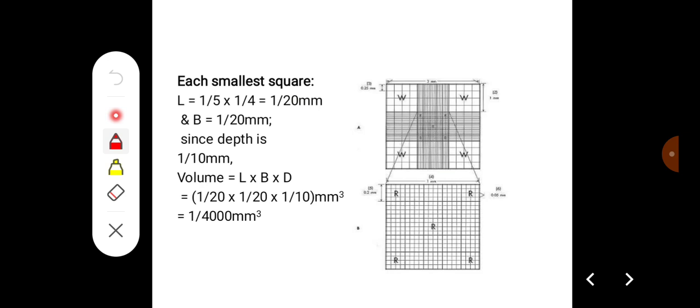So it is even possible to calculate the volume of the smallest RBC square also, the length and breadth of which are 1 by 20 millimeters and the depth is 1 by 10. So the volume becomes 1 by 4,000 cubic millimeter.